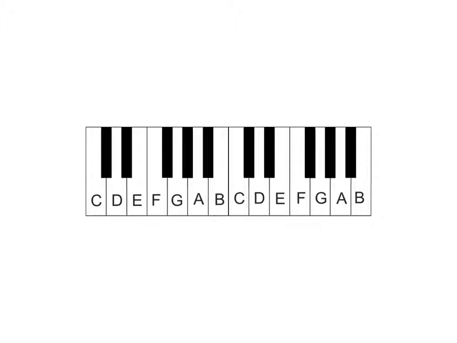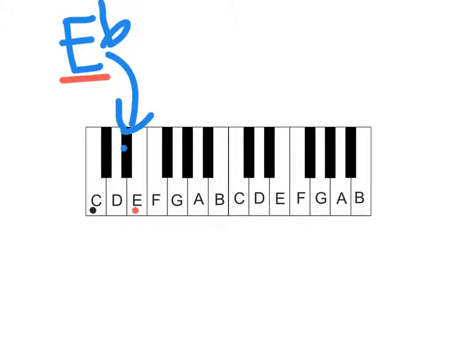For example, if I wanted to find the note E flat, the first thing I would do is find the letter E on my keyboard. Now I've labeled it here for you, but if your notes weren't labeled, the first thing you would do is find your C, and then you would count up C, D, E, and there you would find your letter E. Now we learned that flat is another name for a half step lower, so I would go to the left one key. Voila! That key is called E flat.